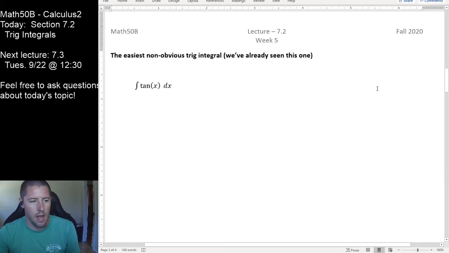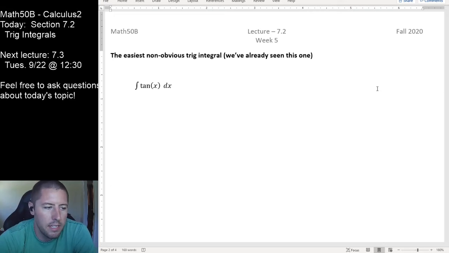So we'll get some other ones that aren't worked out directly in the examples in the book. I like doing this one just because it gives us the flavor of what we're doing, but this is like the easiest one that we could ever possibly see. It's not directly obvious though, just because it's the easiest of the non-obvious trig integrals. It doesn't mean it's really obvious, but we have already done this one before.